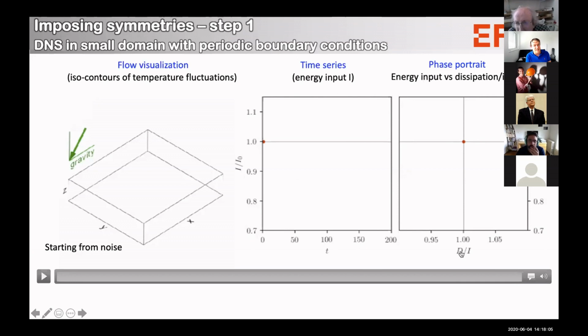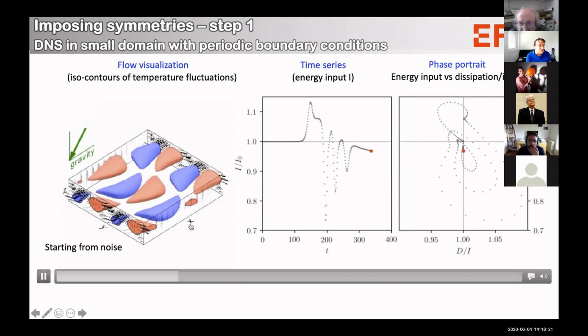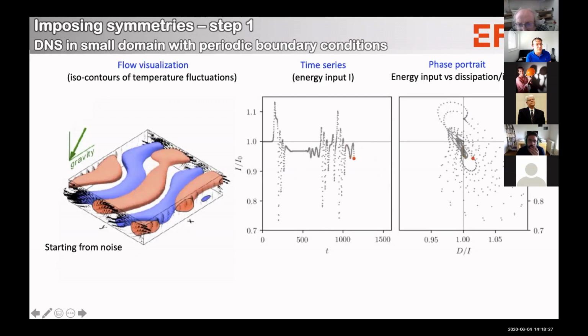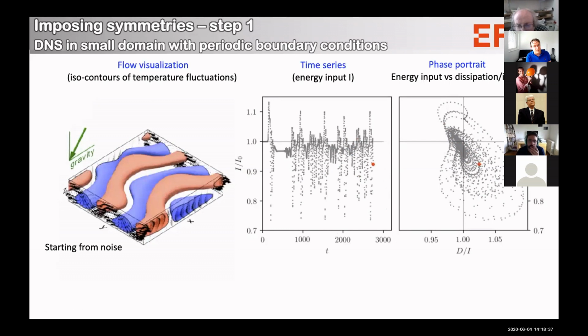So I'm now starting the simulation with a little bit of initial noise. And let's simply look at what happens here. So we're starting from the base state. The base state then moves transiently to these longitudinal rolls. It seems to approach another fixed point solution here, which is unstable. But then what you see is still chaotic behavior. So if you look at the phase portrait, it fills the whole space, okay?